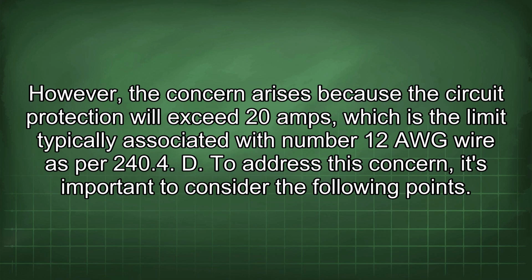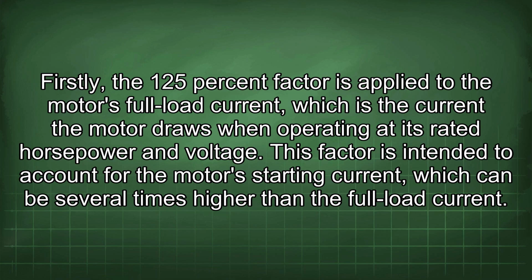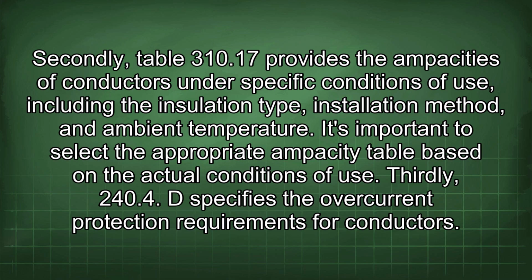To address this concern, it's important to consider the following points. Firstly, the 125% factor is applied to the motor's full load current, which is the current the motor draws when operating at its rated horsepower and voltage. This factor is intended to account for the motor's starting current, which can be several times higher than the full load current. Secondly, Table 310.17 provides the ampacities of conductors under specific conditions of use, including the insulation type, installation method, and ambient temperature. It's important to select the appropriate ampacity table based on the actual conditions of use.